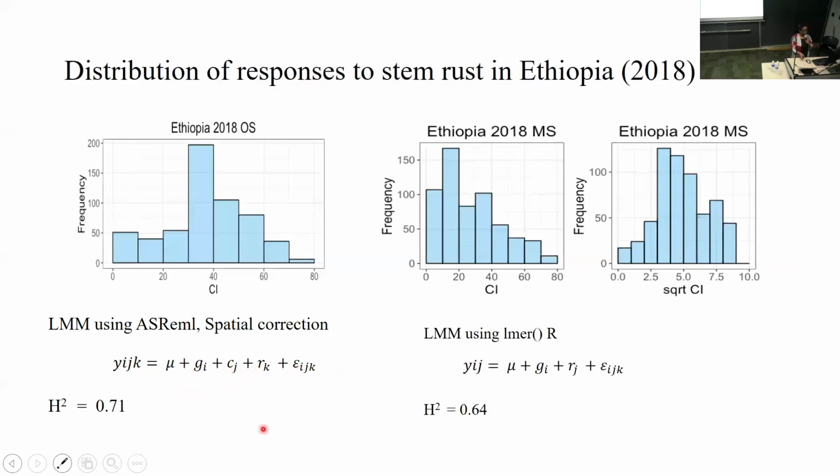And for the main season, the spatial correction didn't work well, so I fitted the LMER function of R, considering the rep and the genotype as random effects, and a heritability of 0.64 was estimated. I received this data by mail, and I have to check this again.